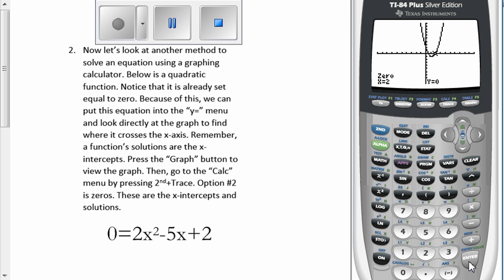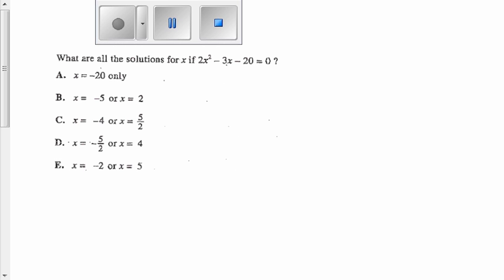The equation for you is 2x squared minus 3x minus 20 equals 0. See if you can use the same method to graph that equation and find your x-intercepts.